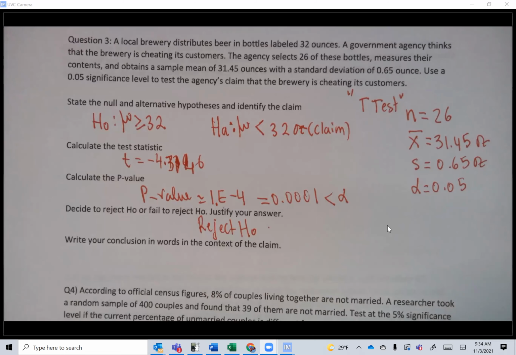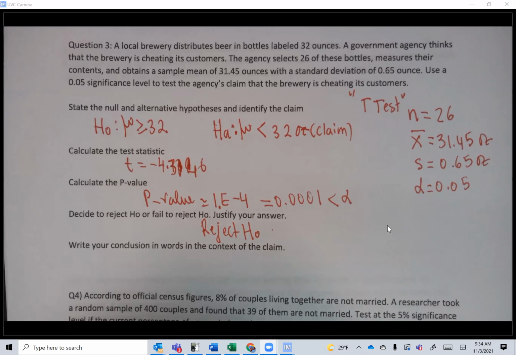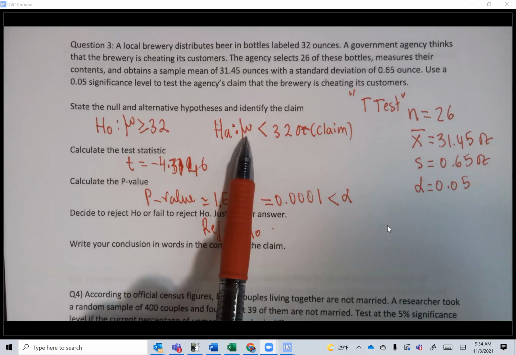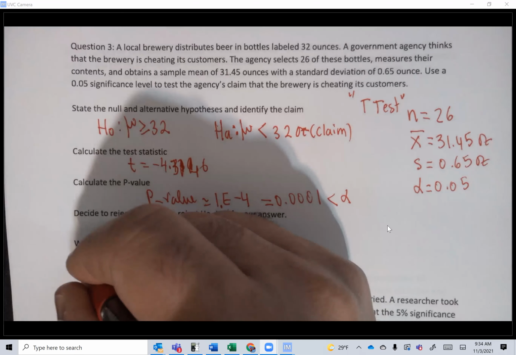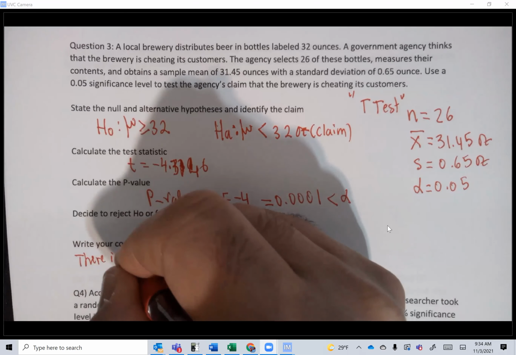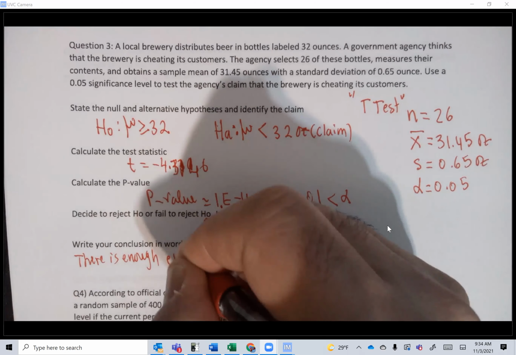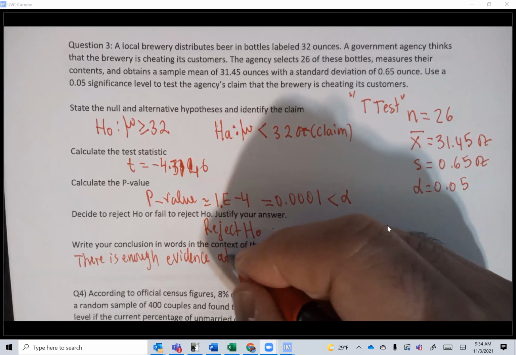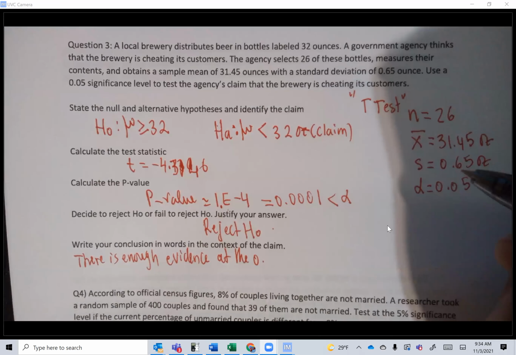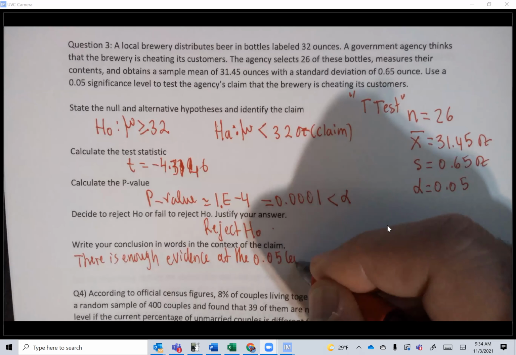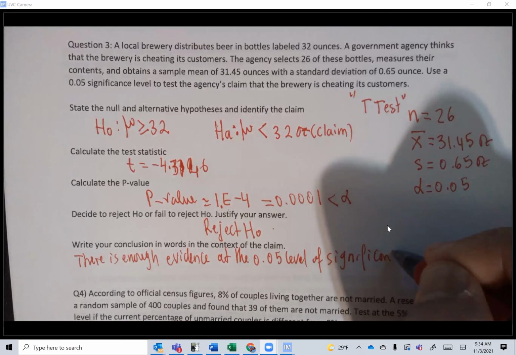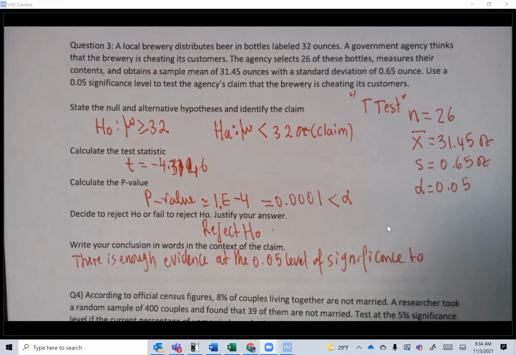Okay, would the students give me the conclusion here? We rejected this guy and the claim is in the other one. So what do we say? There is enough, some books say sufficient evidence. I think this book says enough evidence at the 0.05 level of significance. To what, guys? Support. Support the claim, yeah.